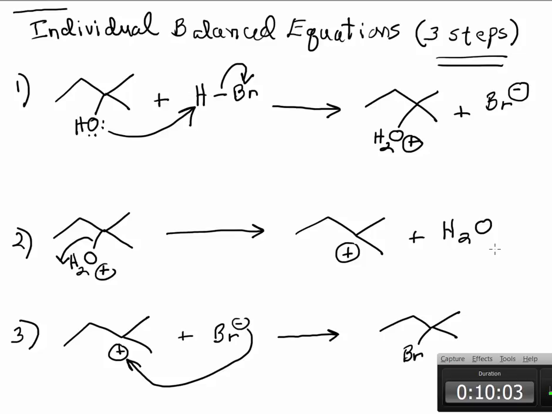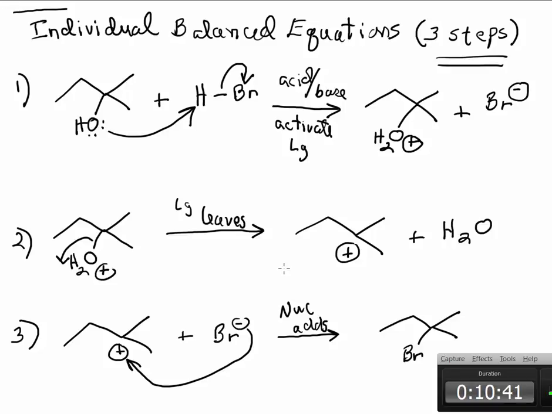Third, we can label the role of each step. So the first step is an acid-base reaction, and its purpose is to activate the leaving group. The second step, the leaving group leaves. And in the third step, the nucleophile adds. So if you're just learning a new reaction, when you write the mechanism, sometimes it's helpful to write the purpose of each step of the mechanism over the arrow.